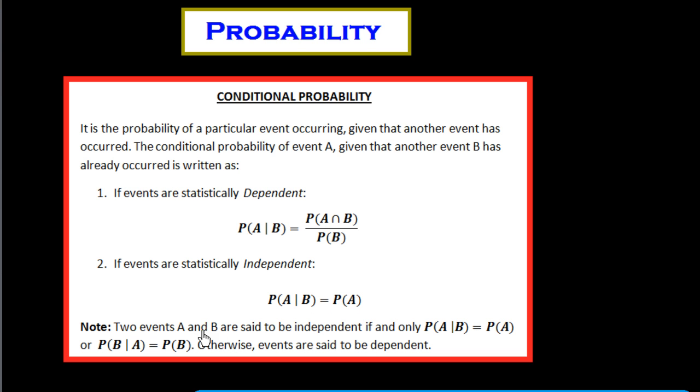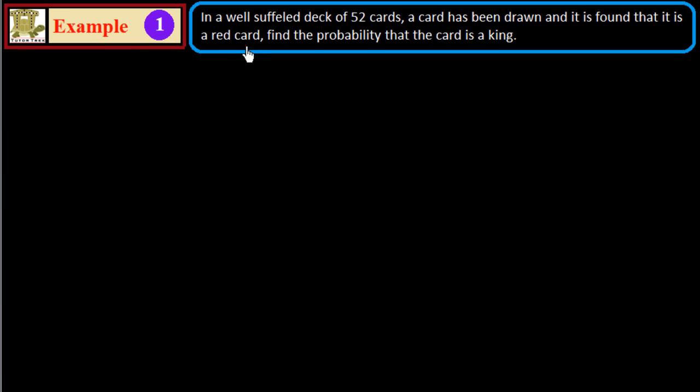Here one important thing is also that two events A and B are said to be independent if and only if probability of A given B is equal to probability of A, or probability of B given A is equal to probability of B. Otherwise events are said to be dependent. So let us take one example to explain this in more detail. Look here, we have one example.